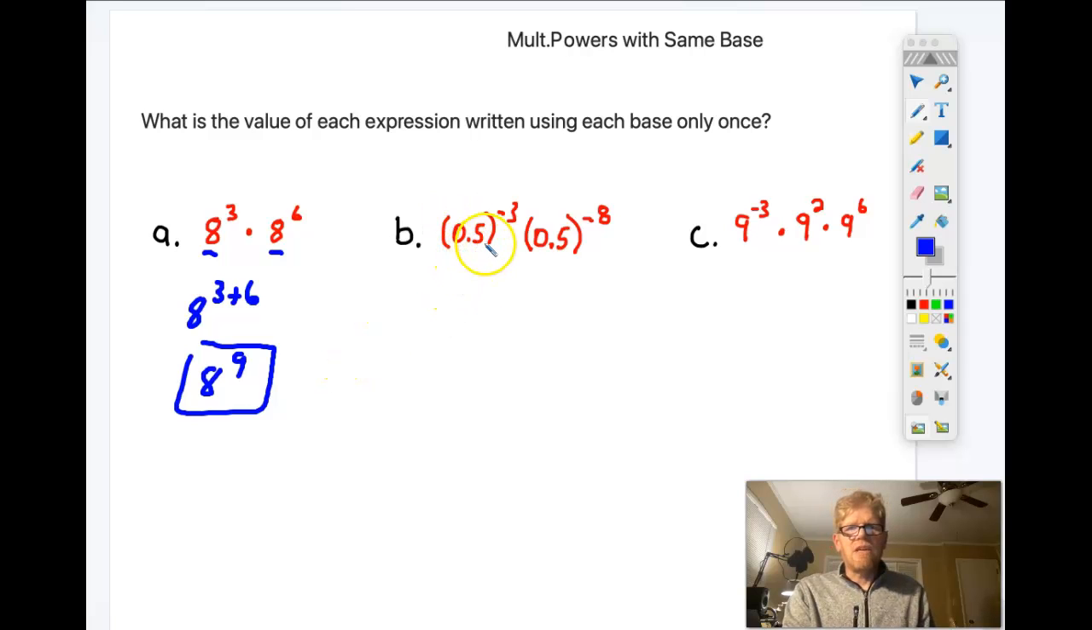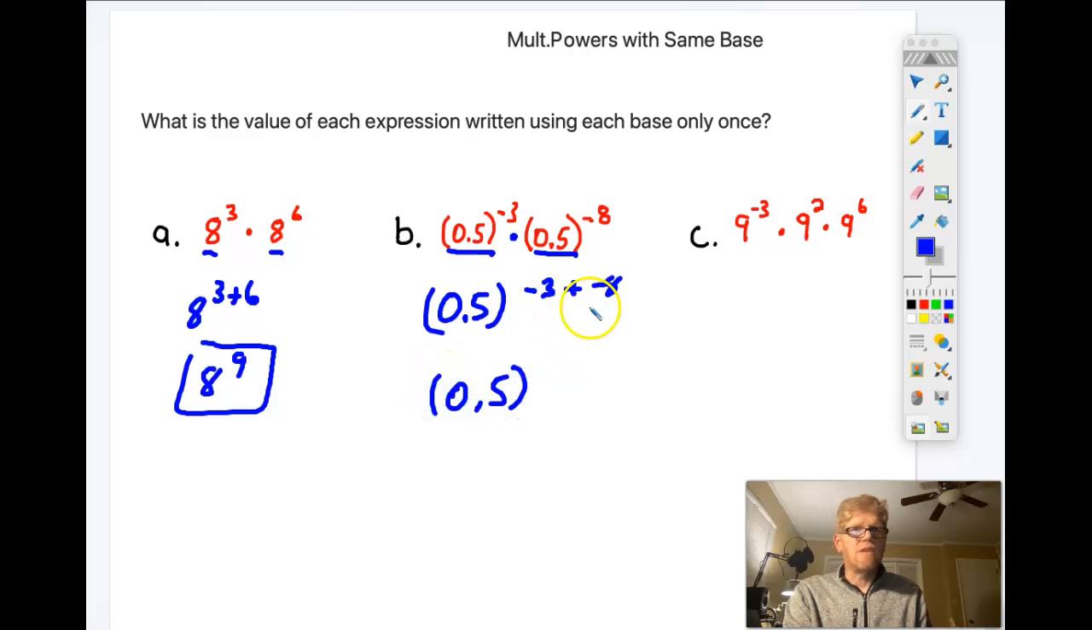In this case, we have 0.5 to the negative third times 0.5 to the negative eighth. They're both in parentheses, so we know they're being multiplied. I'll just put that multiplication symbol there in between to make it clear. They have the same base, notice, 0.5 in parentheses. We're simply going to take the negative 3 and the negative 8, and add them together. So we get 0.5 to the negative third plus the negative eighth. Since these have the same sign, and we're adding, it's going to give us 0.5 to the negative 11th.